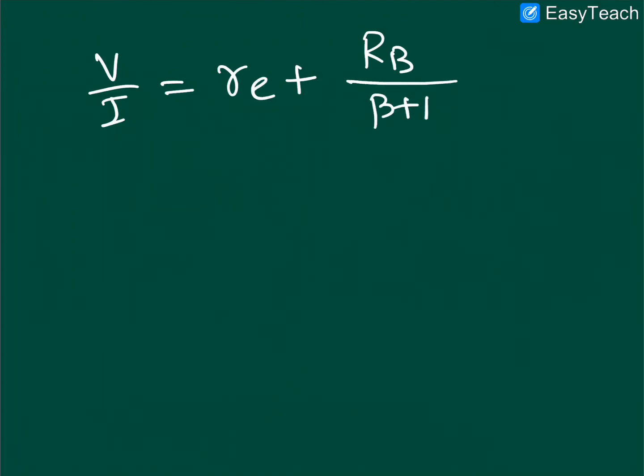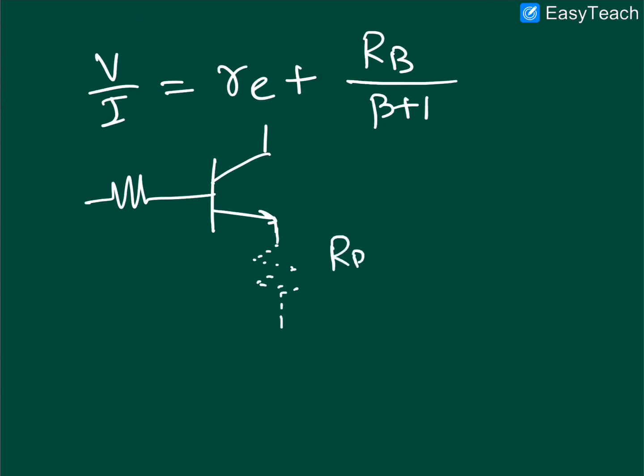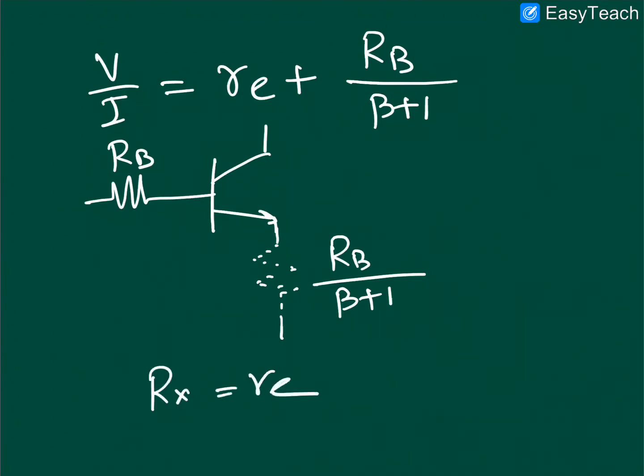Now you have to observe this important observation, that your base resistance is reflecting at the emitter side with a very low resistance, that is RB divided by beta plus 1, because beta is very large. That is why it is reflecting from the base terminal as a very small resistance. Initially when RB was not there, your Rx was simply RE. Now because of this RB, the additional emitter resistance is RB divided by beta plus 1.